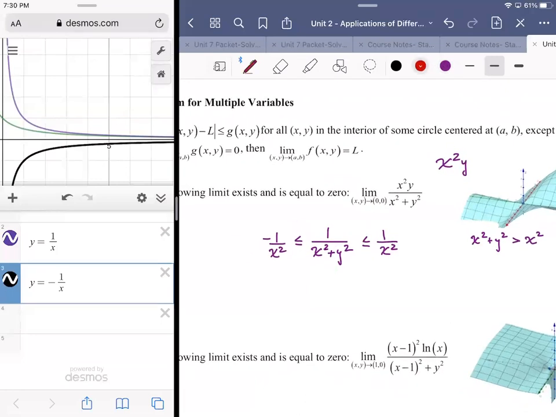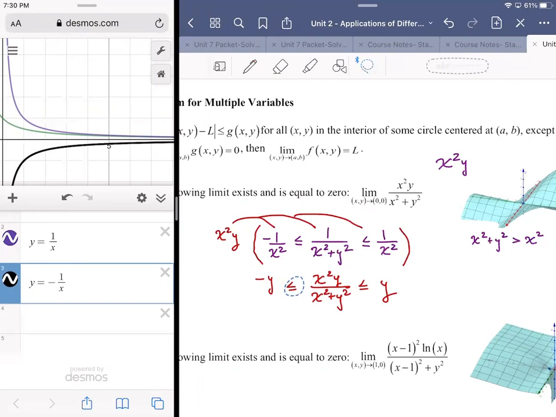So then all we'd have to do is multiply this entire expression, well, really inequality, by x squared y, distribute it, and when you distribute it, you get the middle expression back to where you started. So it'll become negative y less than or equal to x squared y over x squared plus y squared less than or equal to y. So that's a relation that we know is true based on what we just did. We started off with a fact that we knew was true and we built off of it from there.